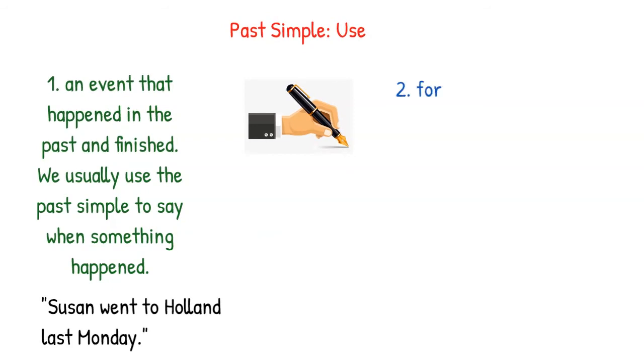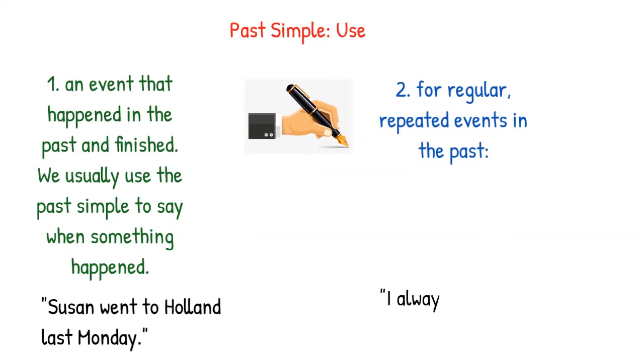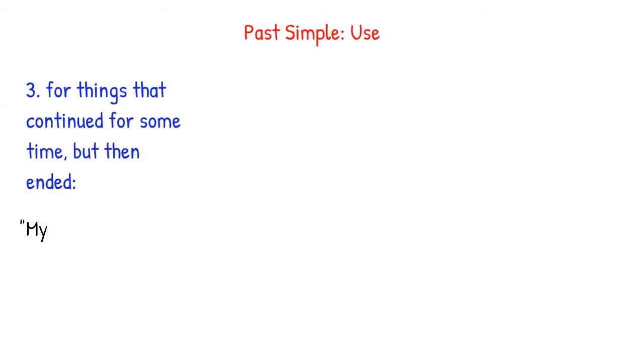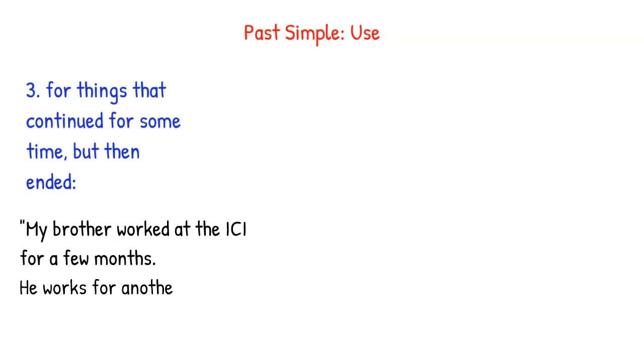We also use it for regular, repeated events in the past. I always took my car to the same garage. Okay? It is also used for things that continued for some time but then ended. For example, my brother worked at the ICI for a few months. He works for another company now.